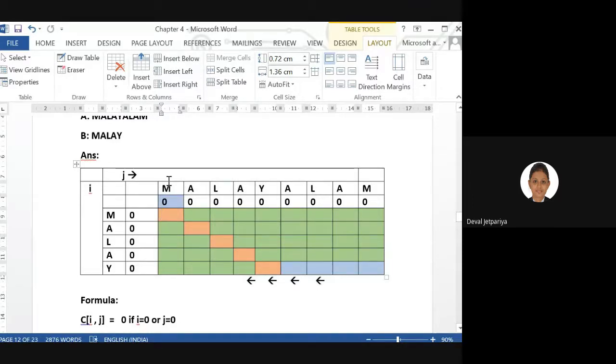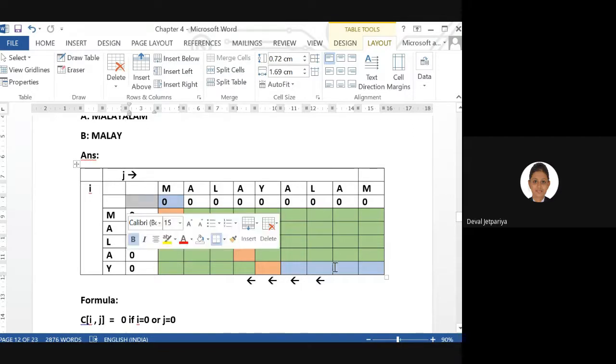Yes, M and M. Good. So is there any matching? Yes, definitely M and M are matching, right? So whenever there is a matching, we need to add plus 1 in the diagonal. But you can see there is no present value as a diagonal. Why? Because we are just starting our procedure.